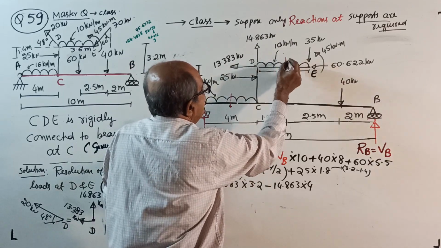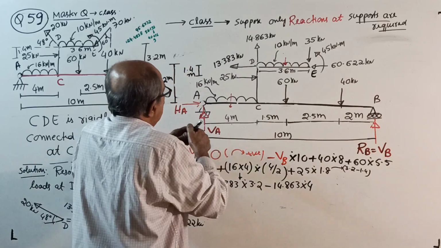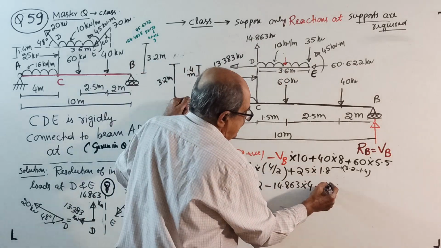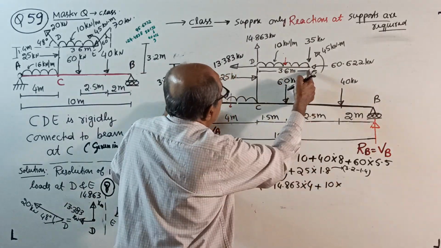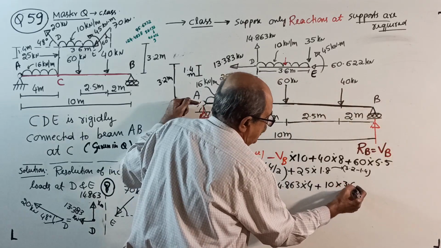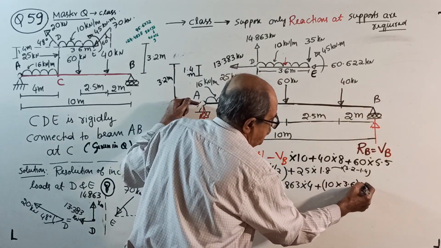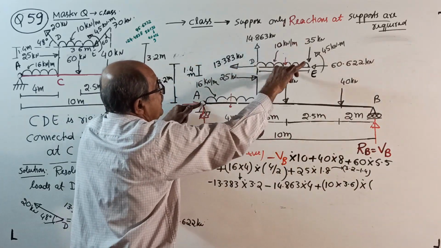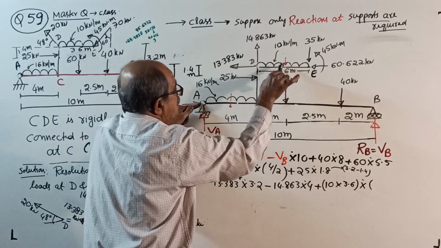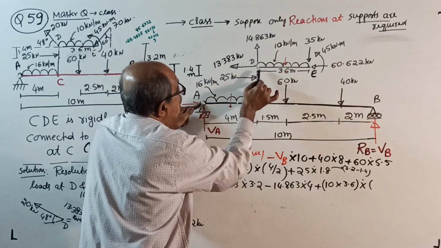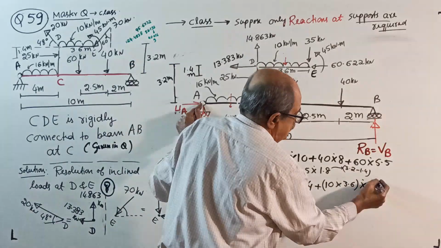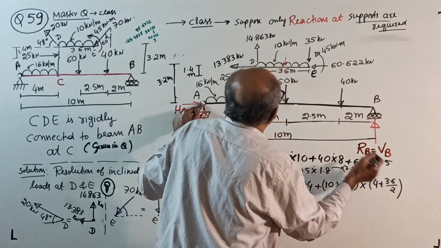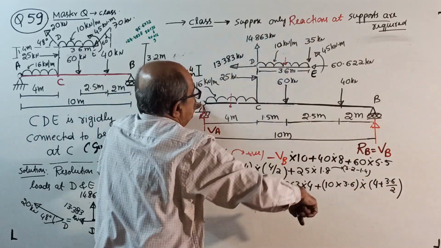See, here first write total load plus, clockwise. 10 into 3.6 is the total load, multiplied by moment about A. See, it is passing here, from here 3.6 by 2. So 4 plus 3.6 by 2. This all I should not explain now. This also over.